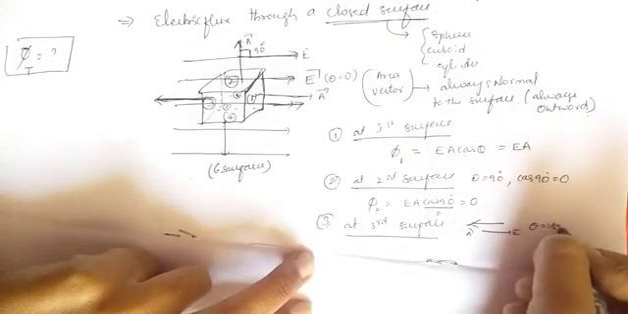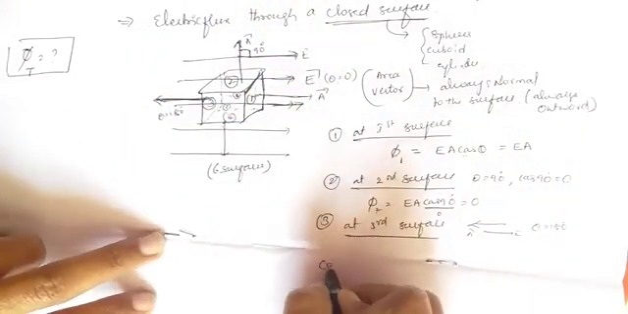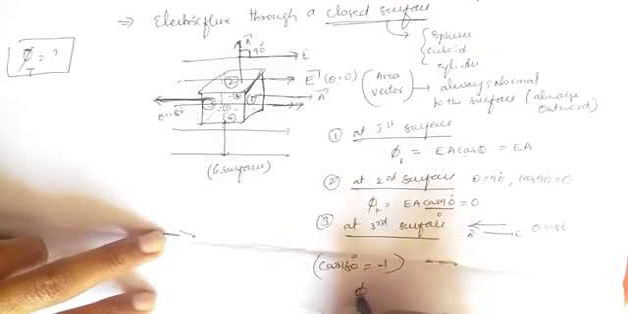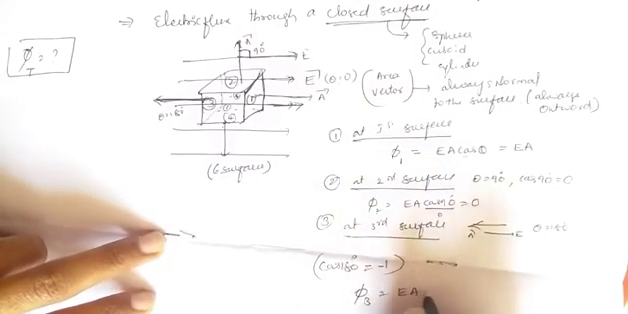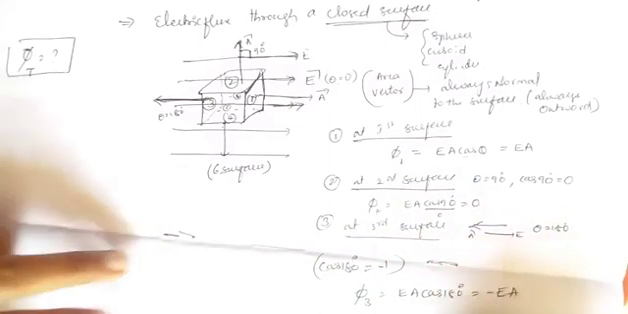So theta is equal to what? 180 degrees. Here theta is equal to 180. Then cos 180 is how much? Minus 1. So then phi 3 is equal to EA cos 180, which is equal to minus EA.